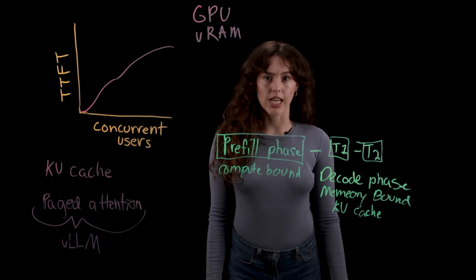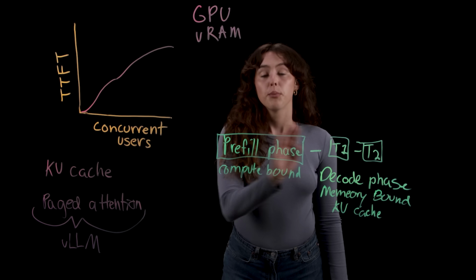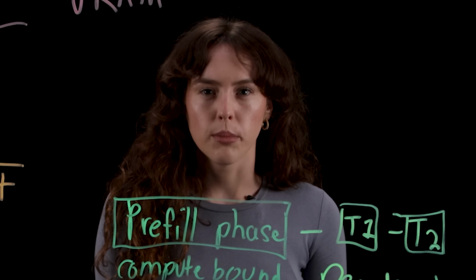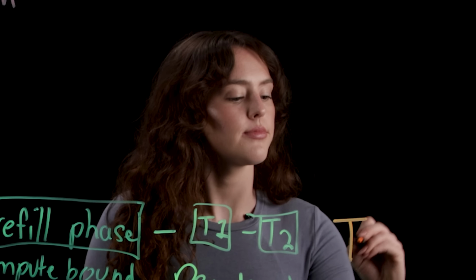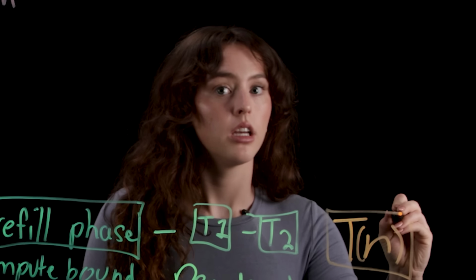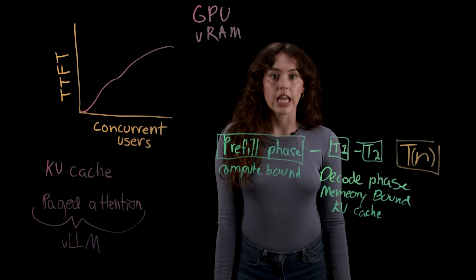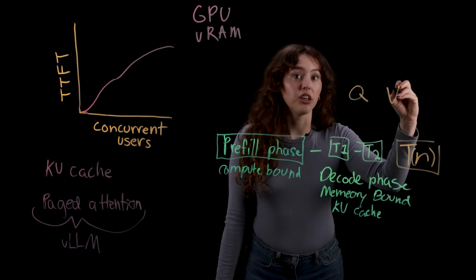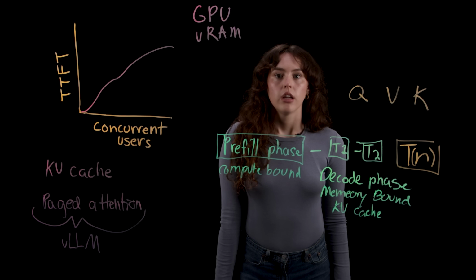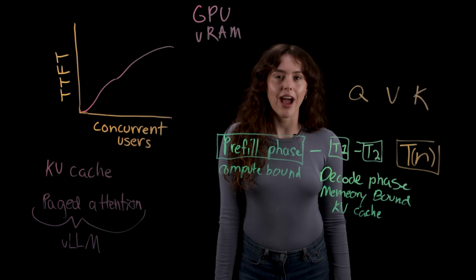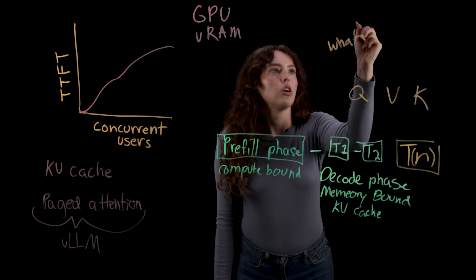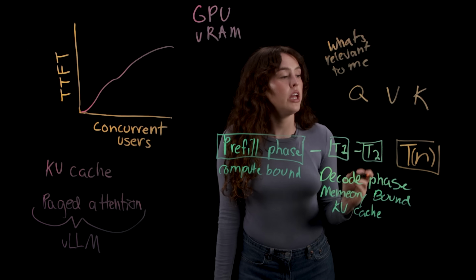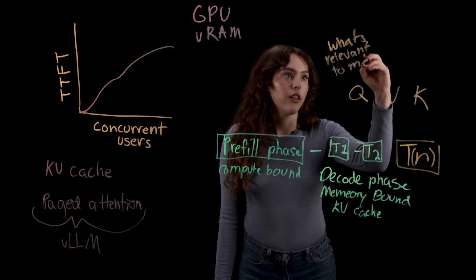Okay, now that we understand the two phases of LLM inference, prefill and decode, let's discuss KV cache and paged attention. When a transformer generates a new token, every layer computes three things for each token it's attending to: a query, a key, and a value. Now, the query is the current token asking, what's relevant to me? And then the key and the value are answering that question.